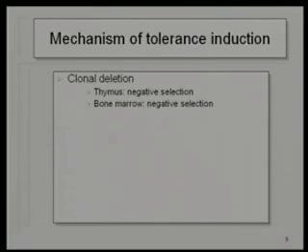Mechanisms. What are the different mechanisms that are responsible for immunologic tolerance? Negative selection in the thymus. Well, negative selection does not only take place in the thymus, it also takes place in the bone marrow.